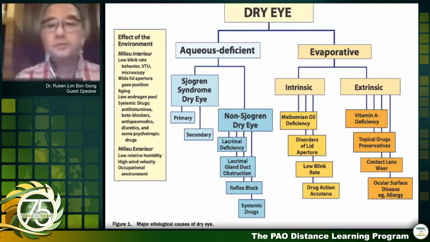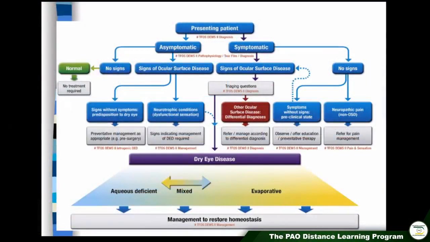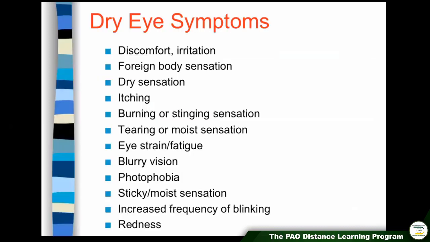Okay, so look at this. This is the current classification of dry eye disease as presented by TFOS DEWS 2017. So remember, basic in their definitions: aqueous, evaporative, and then you have the mixed. If they have a little of this and a little of that, then it becomes your mixed. Okay, we'll talk about this.